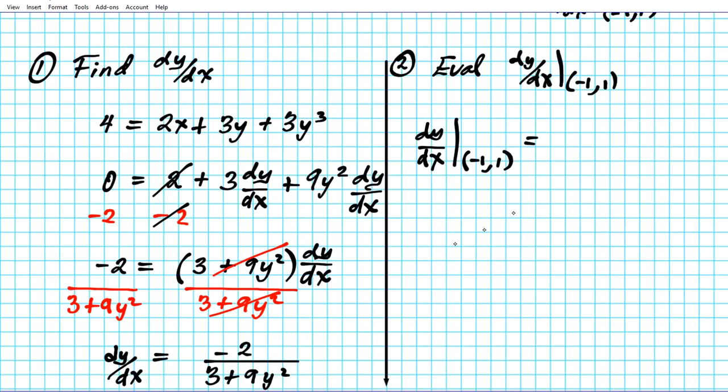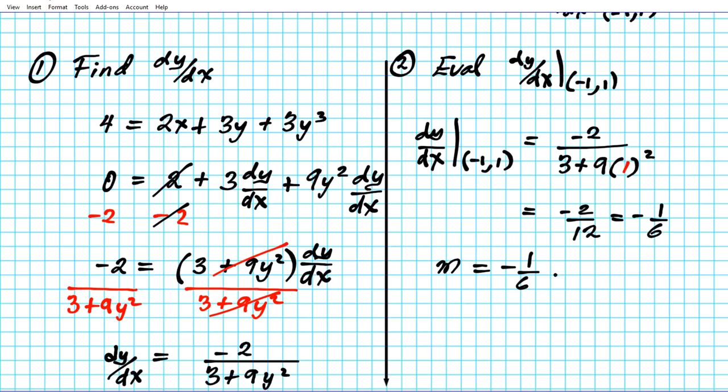This equation is only dependent on y, so we're going to substitute 1 for y. So 3 plus 9 times 1 square. Okay, it's not dependent on x, so we don't make use of the negative 1. Let's simplify. We are going to have negative 2 over 12, which reduces to negative 1 over 6. So this is the slope of the tangent line to the curve at point negative 1, 1.